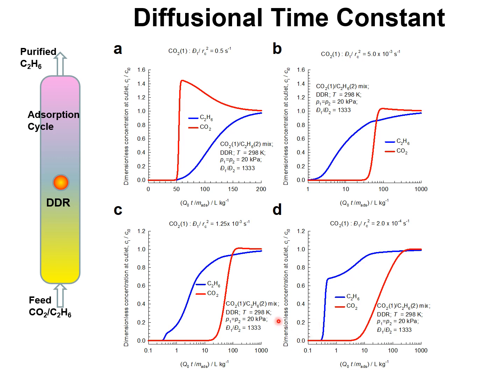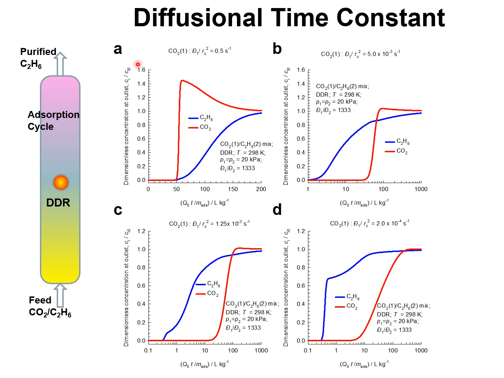The ratio of the Maxwell-Stefan diffusivities of component 1, CO2, to component 2, that is ethane, is held constant at 1,333, corresponding to the value obtained from the experimental data for transient mixture uptakes discussed in the first slide of this presentation.